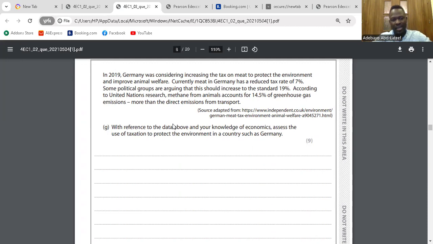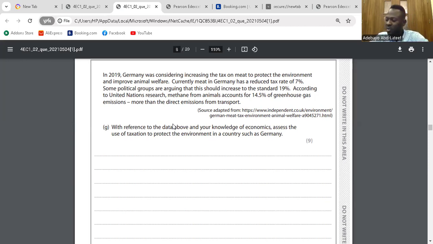We have the data there, and they said, with reference to the data above and your knowledge of economics, assess the use of taxation to protect the environment in a country such as Germany. The case study is there. So the first thing I wrote is that taxation is used to reduce activities that bring about negative externalities. And you know what negative externality is, right? The cost to the third party.